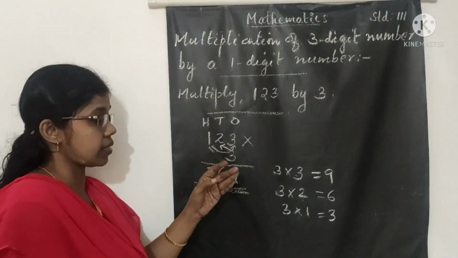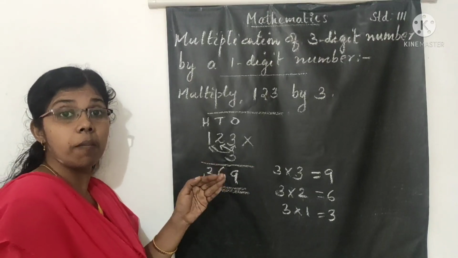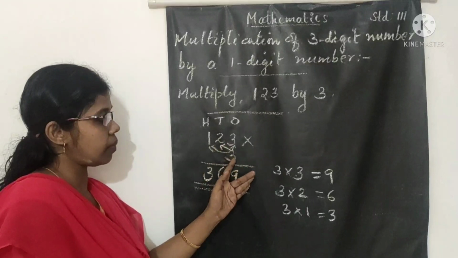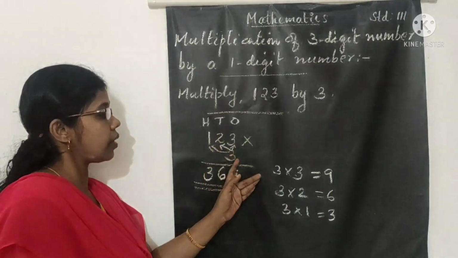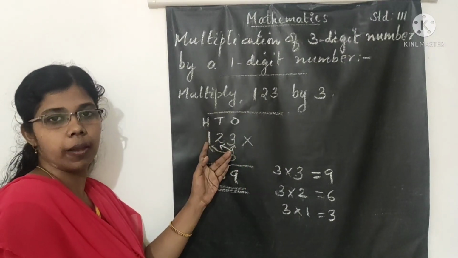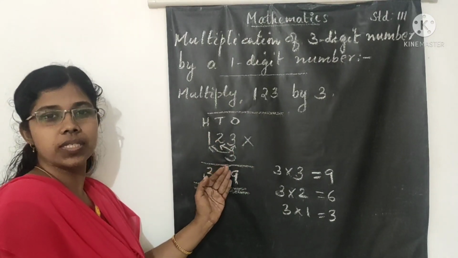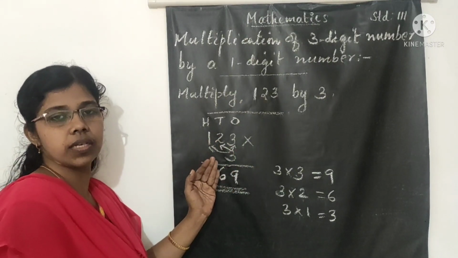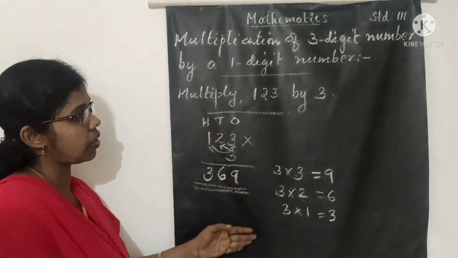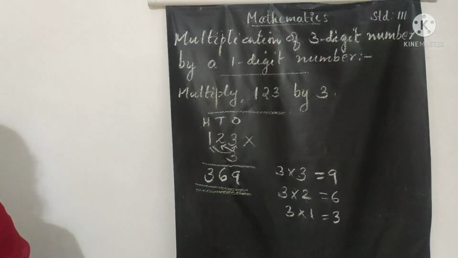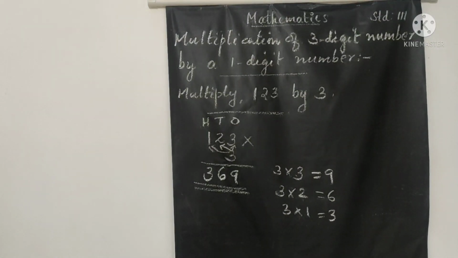Not add, multiply. First multiply with the ones, then multiply with the tens, and multiply with the hundreds. Using our multiplication table, right? First question with the answer: heading, question and answer, right? Answer 369.